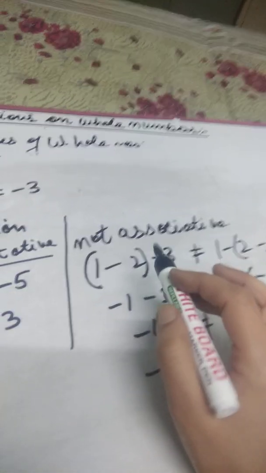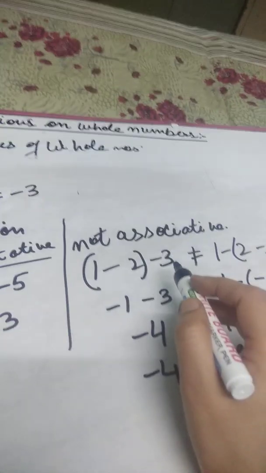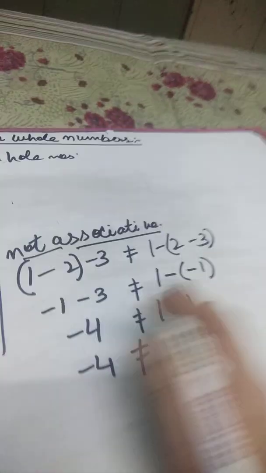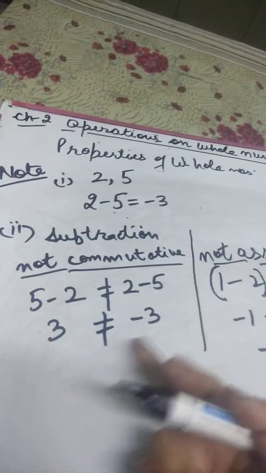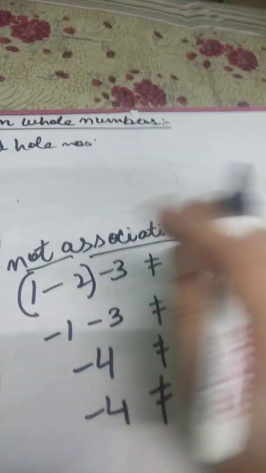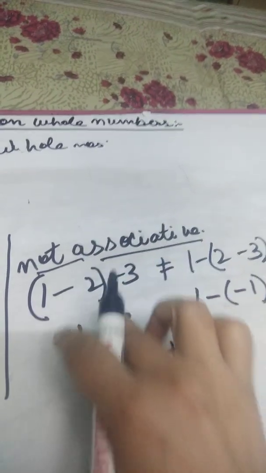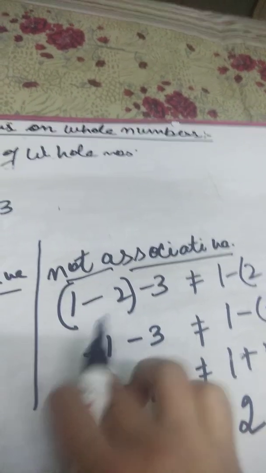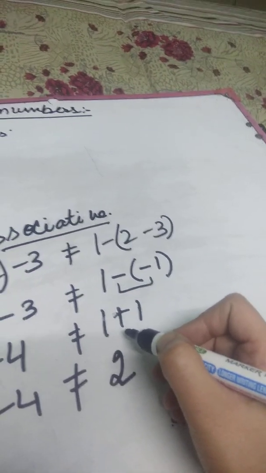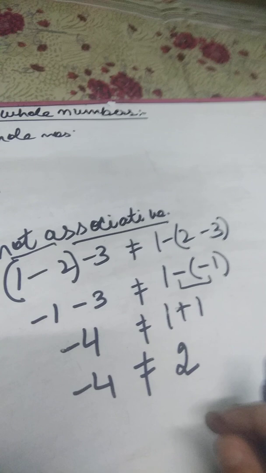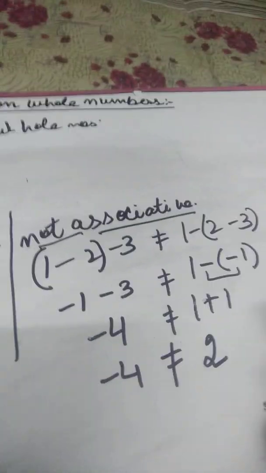So minus 4 is not equal to 2. That's why we say subtraction of whole numbers is not associative. See, I hope it's clear. In the commutative case, when the order is changed, we get different answers. Similarly with associative, if you subtract the first two and then from the answer subtract the next, you get a different answer. And when you subtract the last two and then solve it, minus and minus gives plus, and when you solve it you get 2. So these were the properties of addition and subtraction.